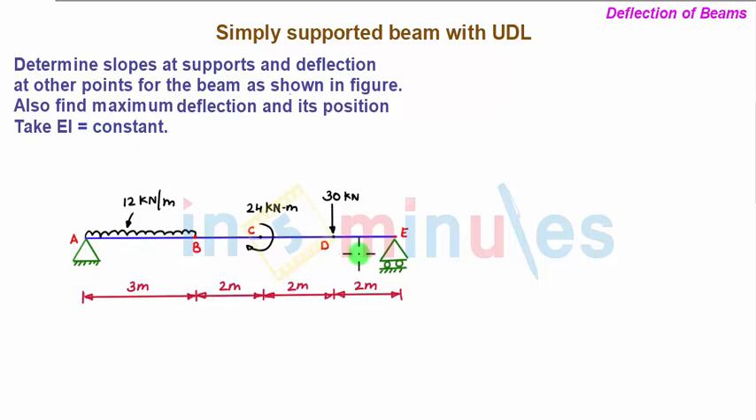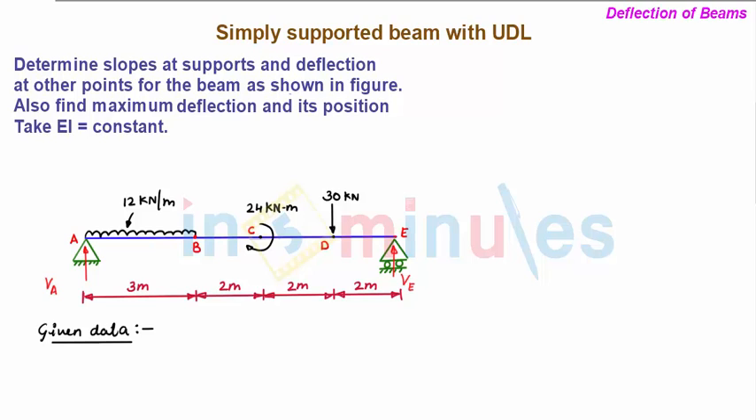So in the figure we have a simply supported beam. At the left end we have a hinge support, whereas at the right end we have a roller support. There is a UDL of 12 kN per meter for a distance of 3 meter. Then we have a clockwise moment of 24 kN meter at a distance of 5 meter from the left end support A. Also we have this 30 kN downward vertical force at a distance of 7 meter from the left end support A. So let us first denote the support reactions at points A and E. Let the vertical support reaction at A be VA and the vertical support reaction at E be VE, and we'll assume that both the reactions are upward.